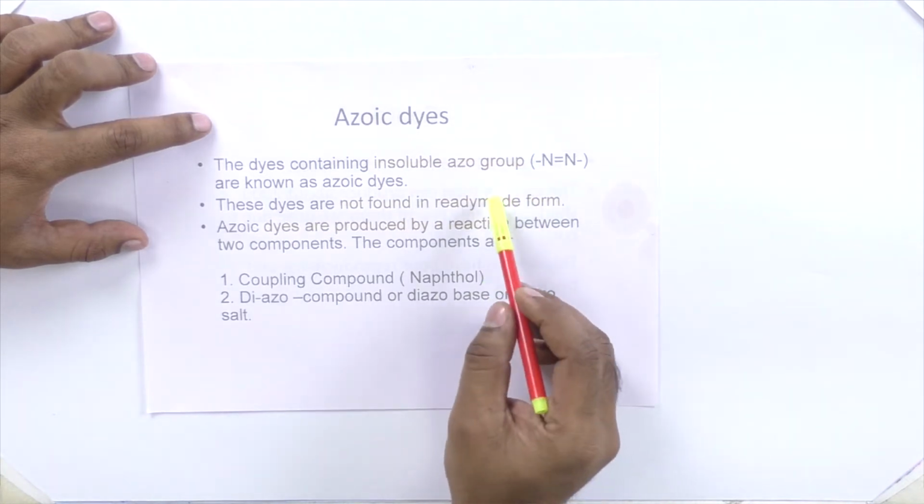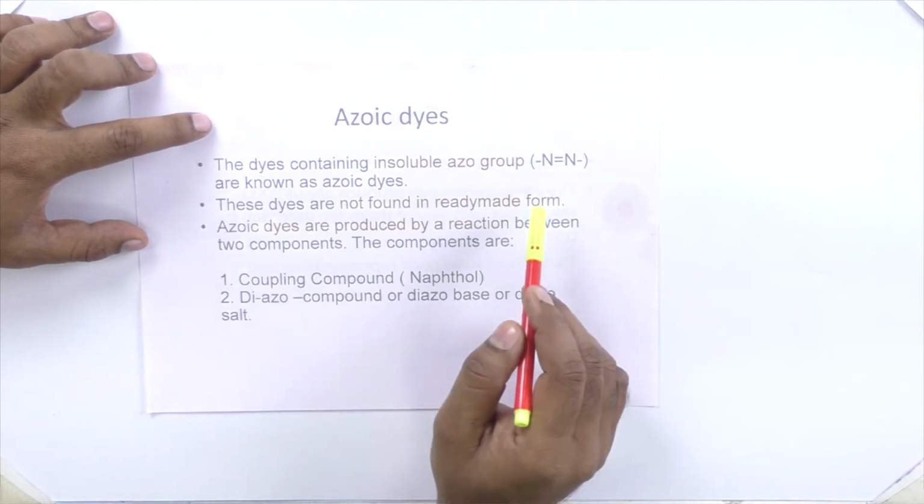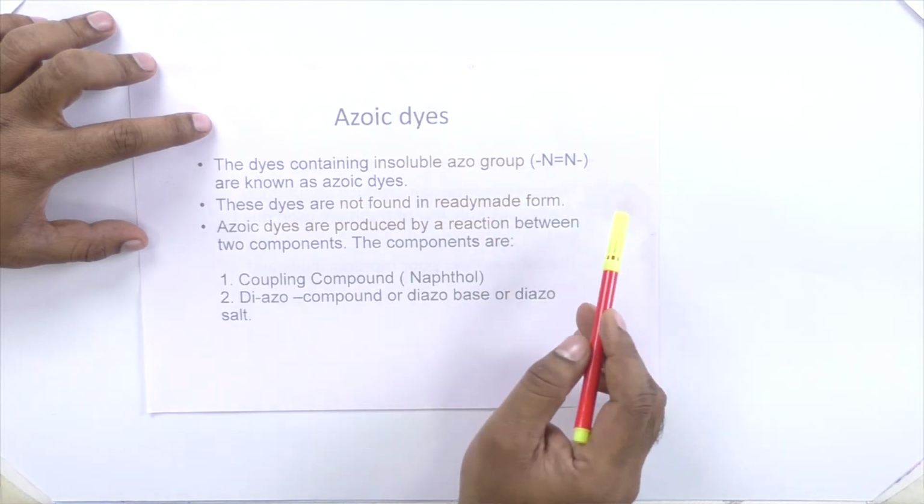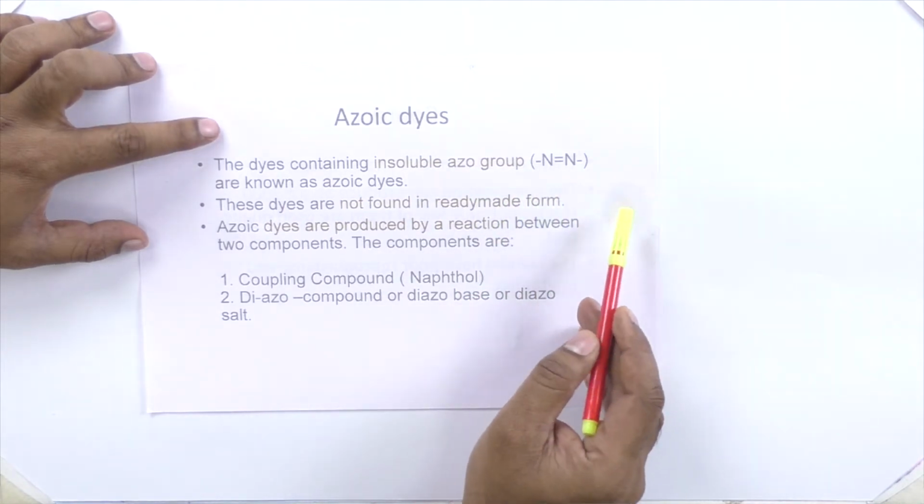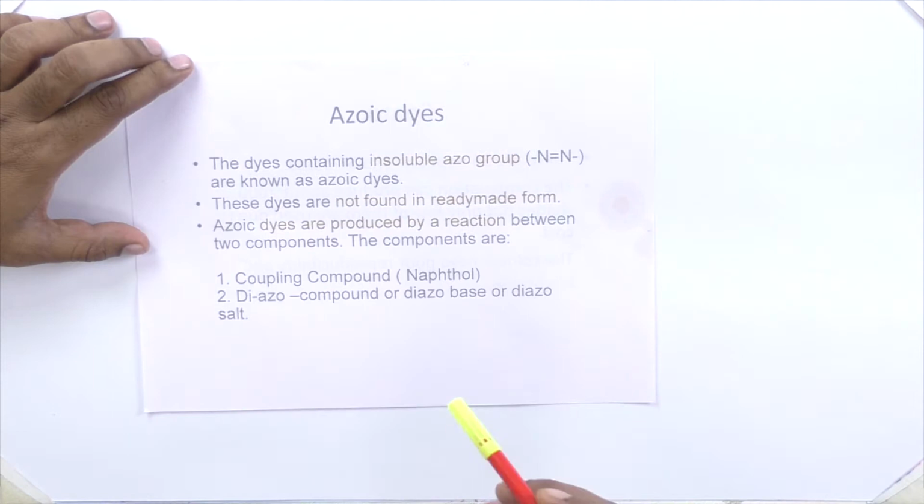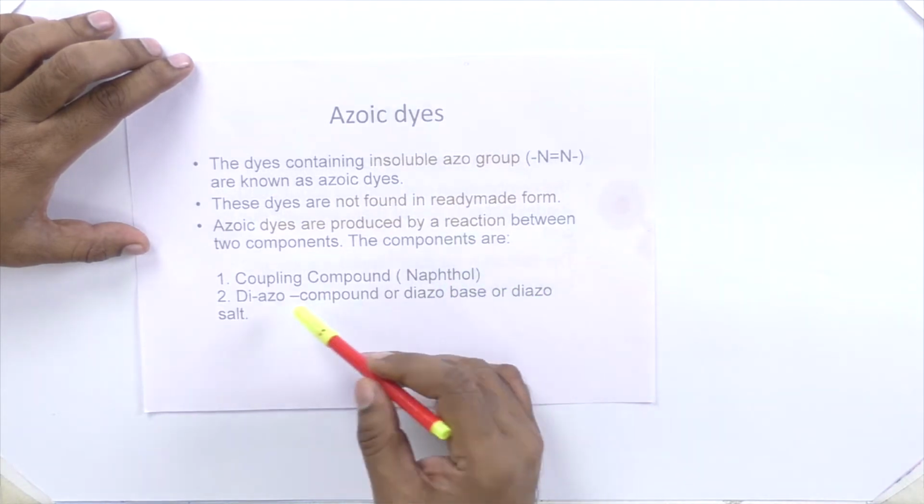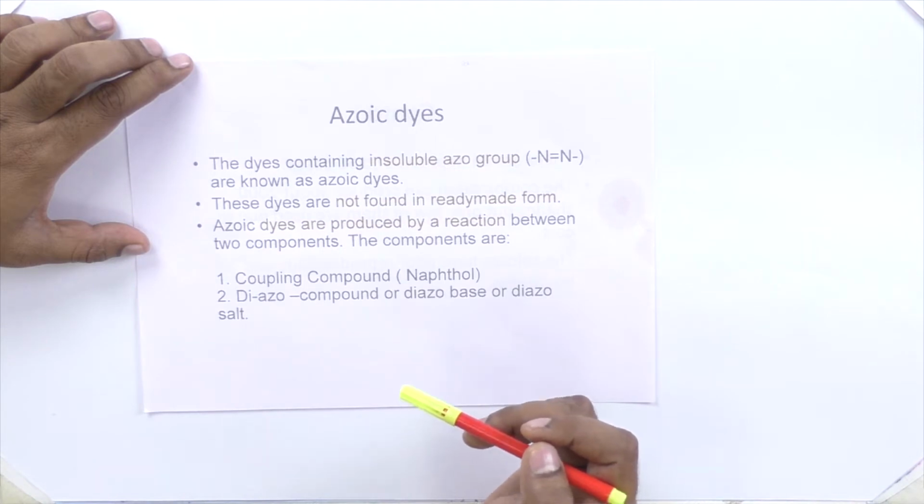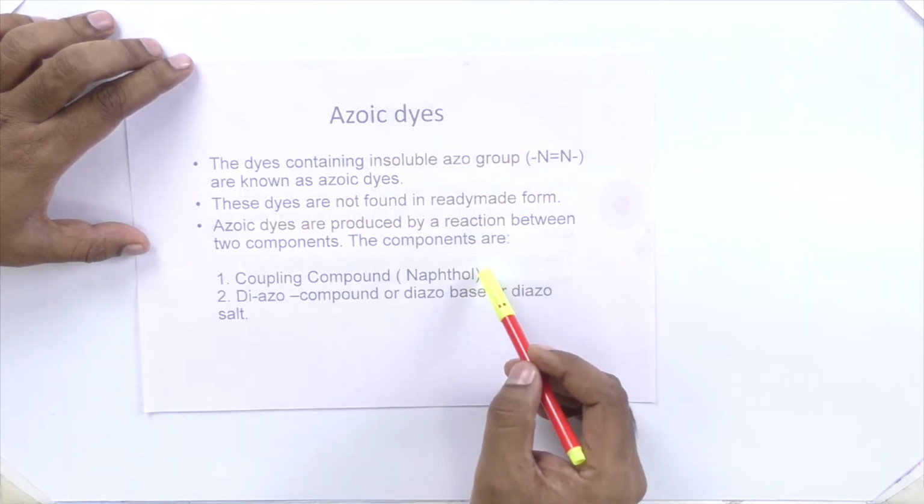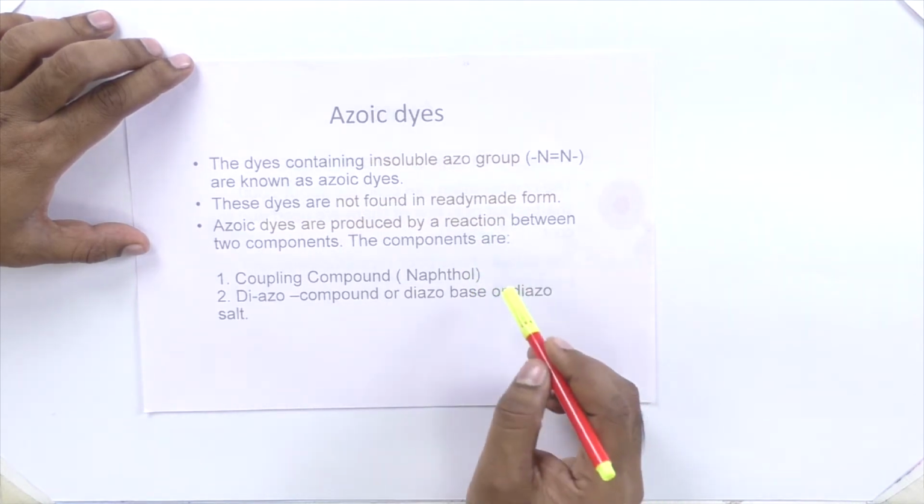It is not a ready-made dye because there are two forms, naphthol and base. When these two compounds are combined, the color gets developed. So there are two components, naphthol and base, that means a diazo compound or diazo base. When these two compounds are coupled, the color gets developed.